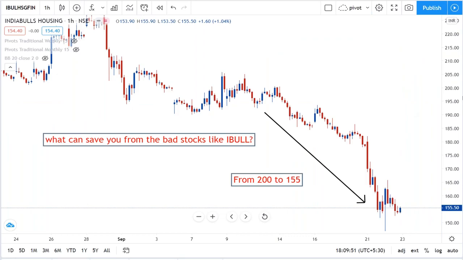Look at Indiabulls Housing Finance. This is just before September. During September only, this is the hourly chart. The stock fell from 200 rupees to 155. What is differentiating? Can any system keep you out of these bad stocks? This stock moved from 200 to 155.